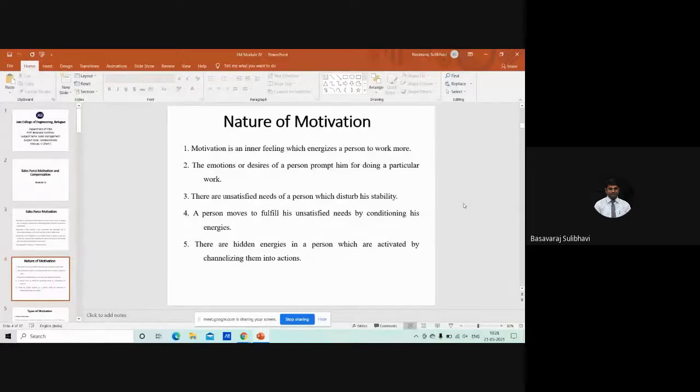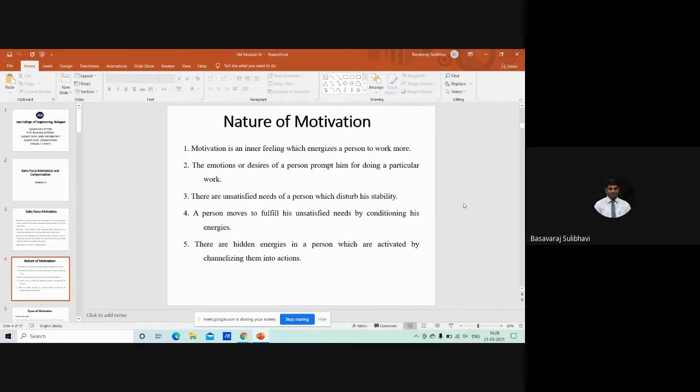Then second, the motivation or desire of a person will prompt him to do a particular job. Or it is like the emotions, whatever desire a person has towards a particular type of work, will make him work towards it.